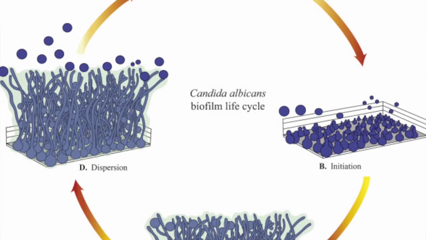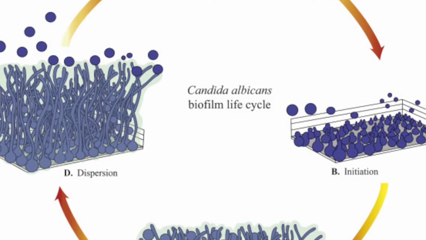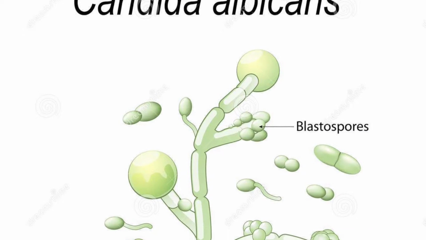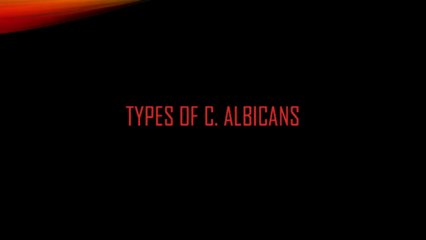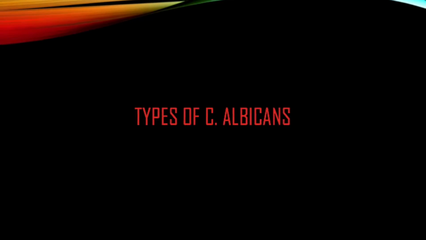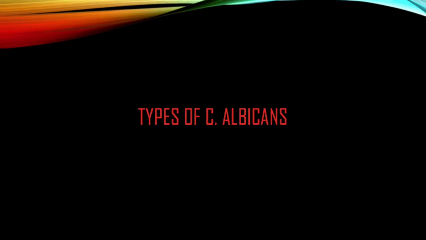C. albicans can also form a biofilm, which you can see here, which explains how persistent it can be. And here is just a design of it. So we're going to talk about some of the C. albicans infections that a person can acquire.